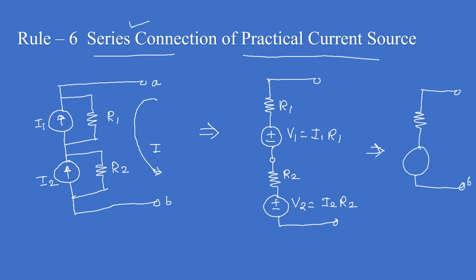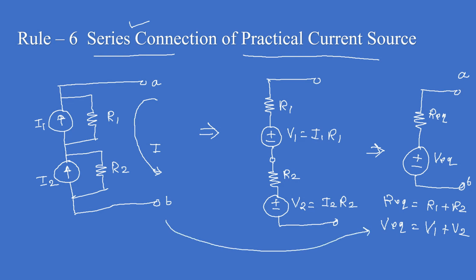This is the B point and this is the A point. So this becomes R equivalent and this becomes V equivalent. What will be the value of R equivalent? R equivalent is simply R1 plus R2. Whereas what is the value of V equivalent? V equivalent is V1 plus V2. So you can see that when we have a series connection of practical current sources, that can be converted into a single practical voltage source. Right?